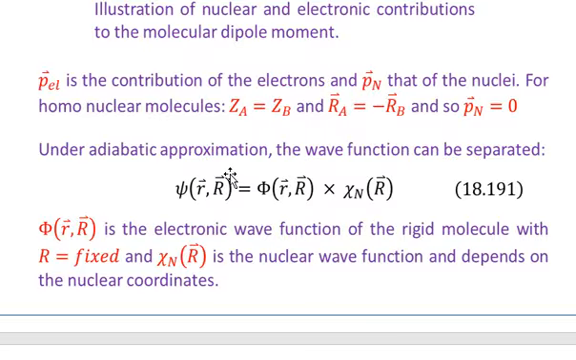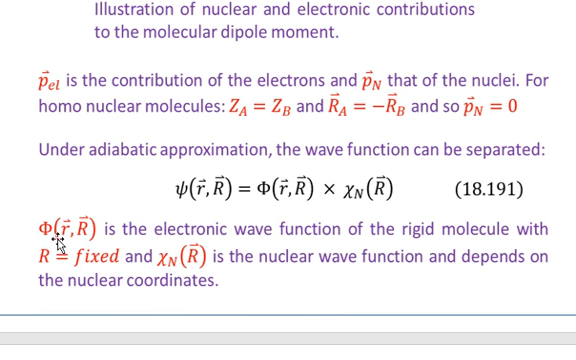Under the adiabatic approximation, that is, nothing is entering into our molecular system and nothing is leaving from it, we can separate out the wave function. So this is the molecular wave function psi of r comma R, and on the right-hand side I have capital phi of r comma R, which is the electronic wave function, multiplied by chi n as a function of R. So chi n is the nuclear wave function.